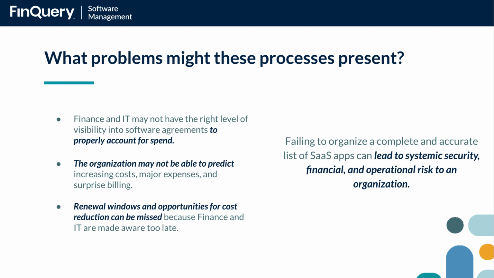First, finance and IT may not have the right level of visibility into software agreements to properly account for the spend, and the organization may not be able to predict increasing costs, major expenses, and surprise billing. And renewal windows and opportunities for cost reduction can be missed because finance and IT are made aware too late in the process. Failing to organize a complete and accurate list of SaaS apps can lead to systemic security, financial, and operational risk to any organization.